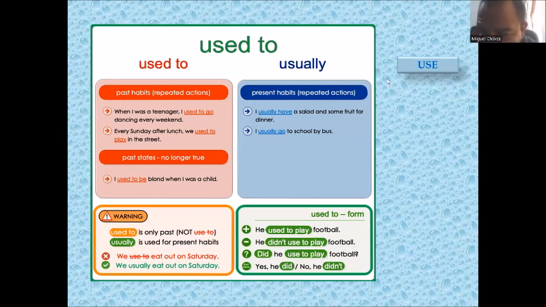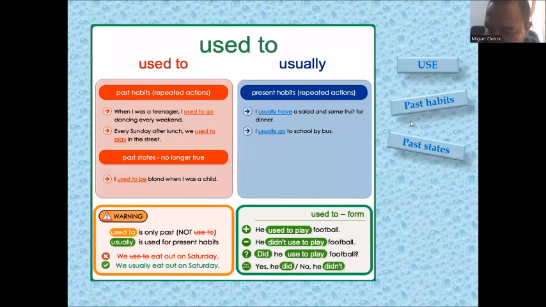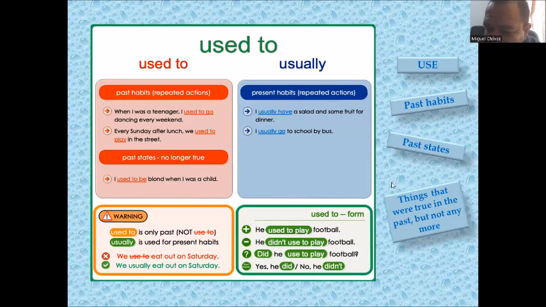We are going to review the uses of used to. It is used for past habits, for past states, or for things that were true in the past, but not anymore in the present.